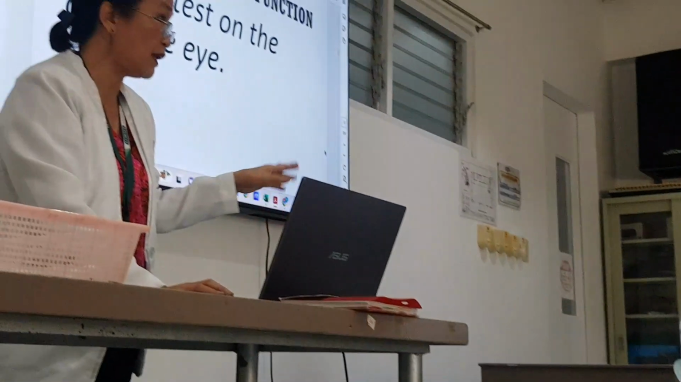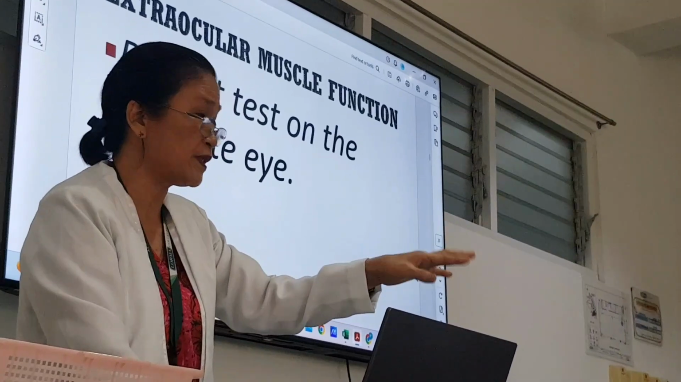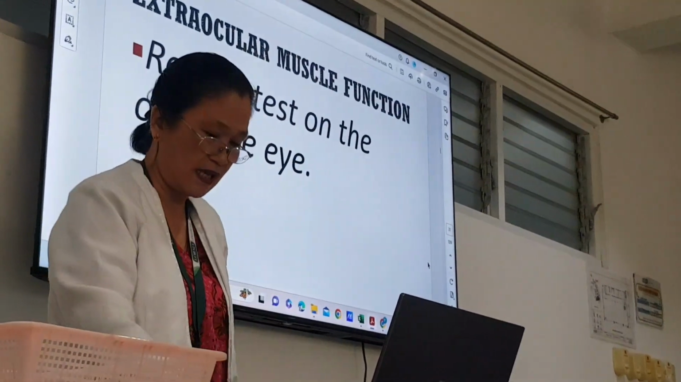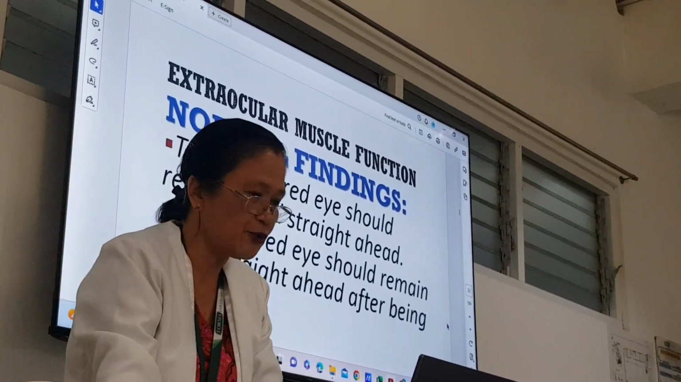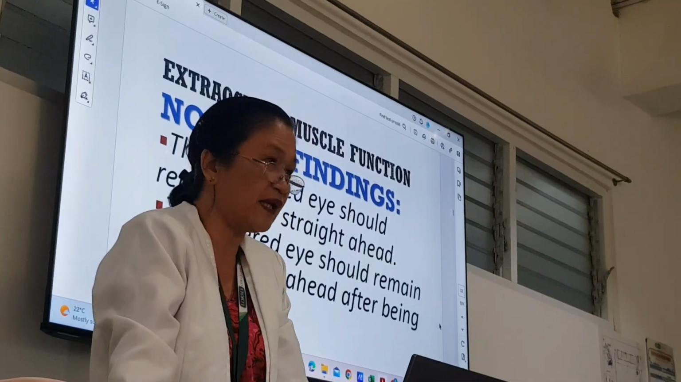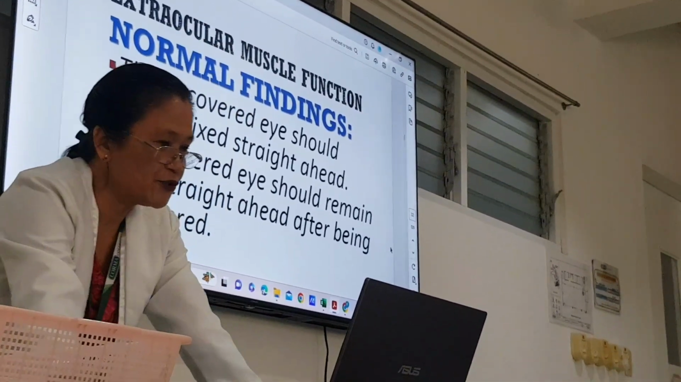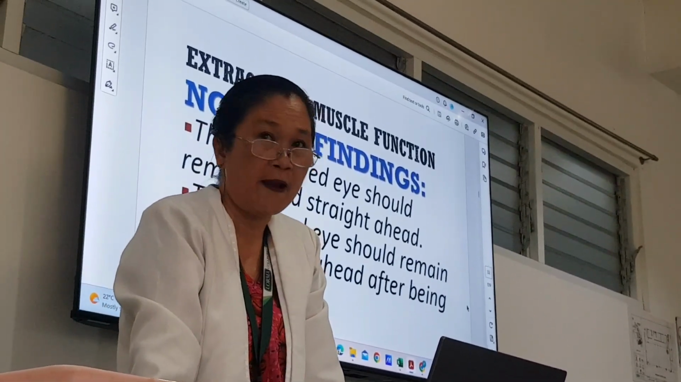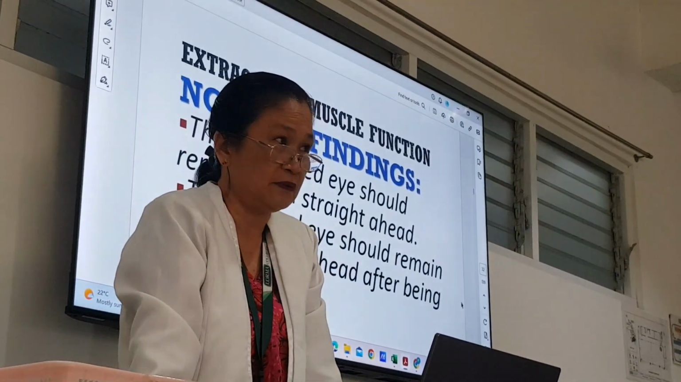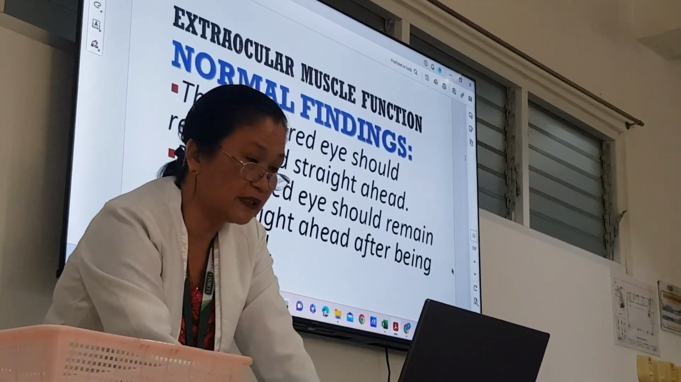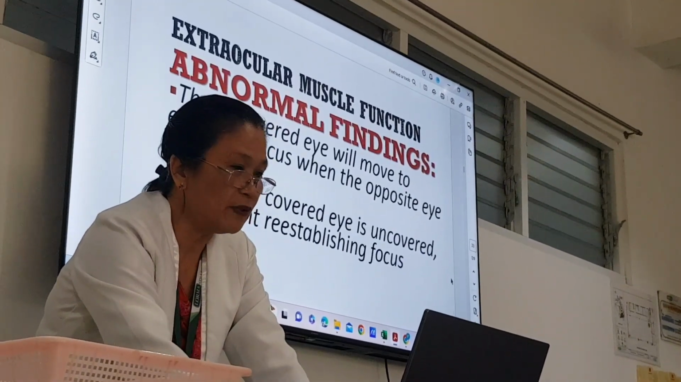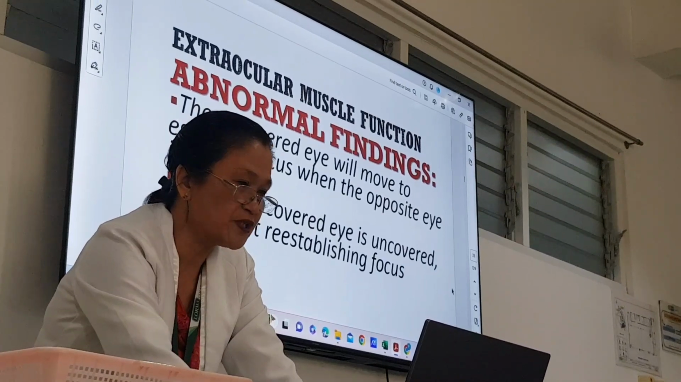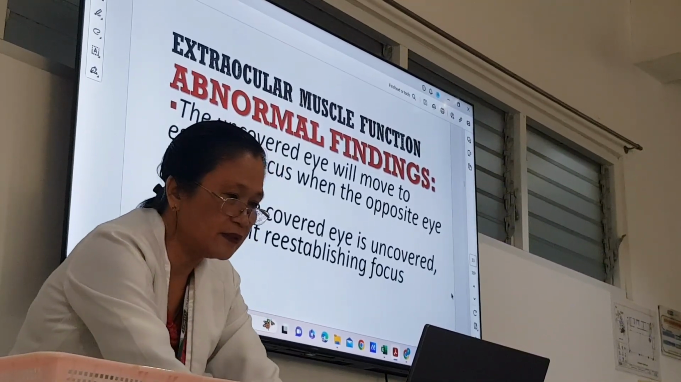Okay, next. So, repeat the test on the opposite eye. Both eyes were tested by Ms. Hakla. Okay, next. Normal findings: the uncovered eye should remain fixed straight ahead, and the covered eye should remain fixed straight ahead after being uncovered. So the eyes of Mr. Gabriel are normal. The abnormal finding: the uncovered eye will move to establish focus when the opposite eye is covered.